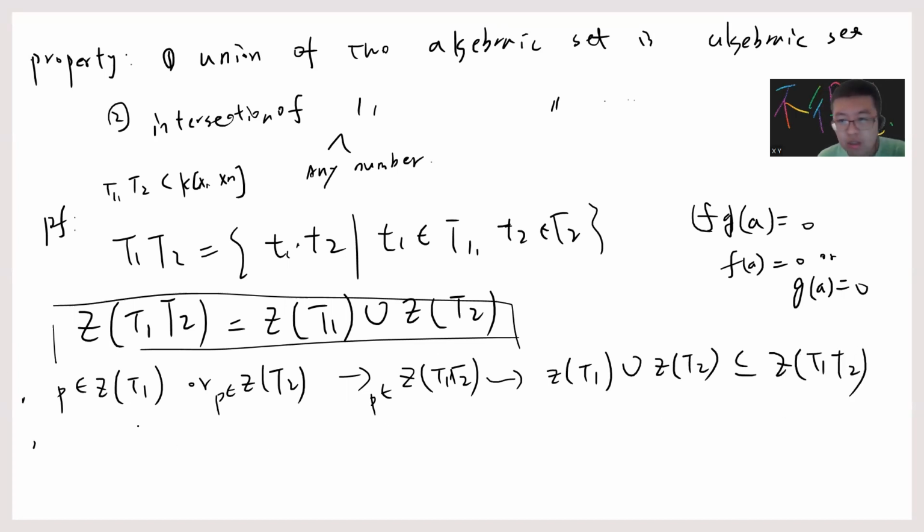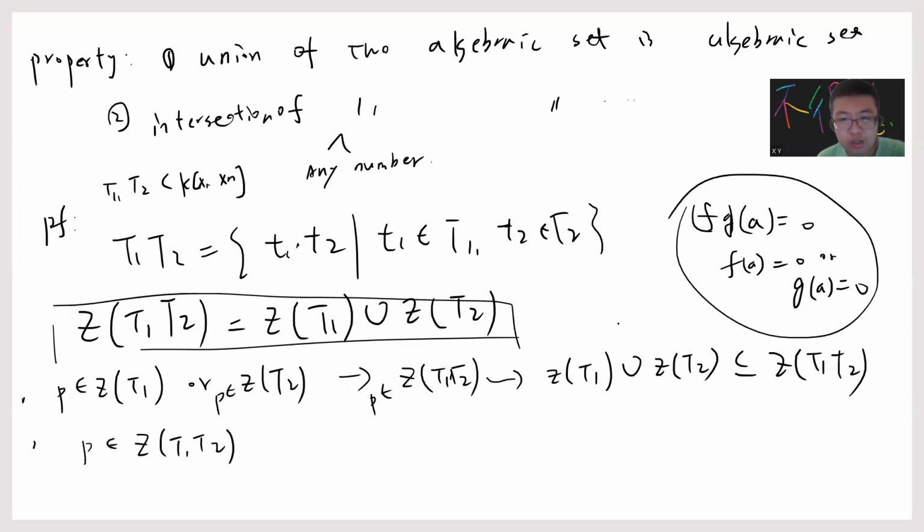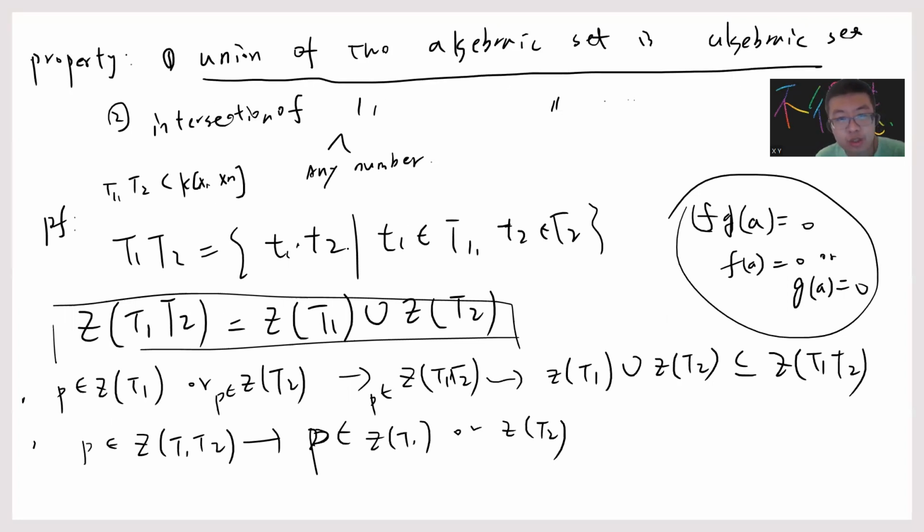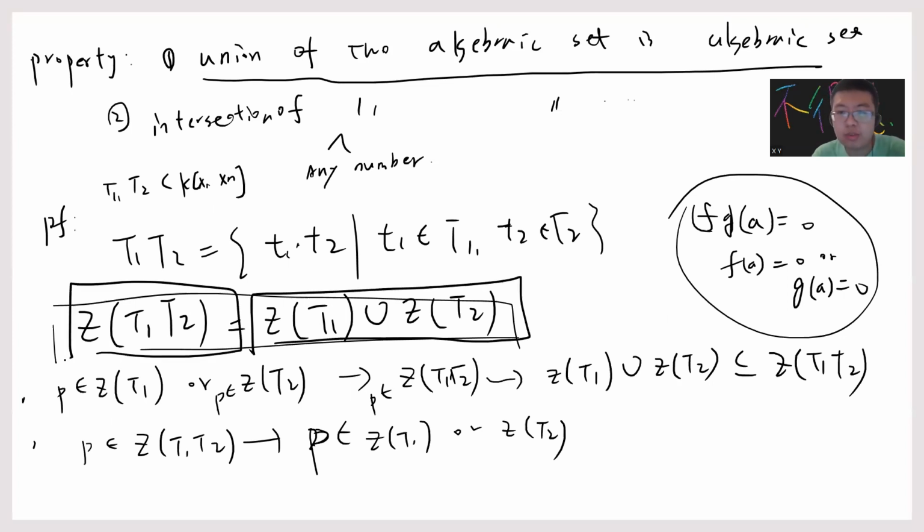Okay, now we need to check the other direction. The other direction is trivial, right? Because if a point belongs to Z of T1 T2, then following this you prove that the point belongs to either Z of T1 or Z of T2. Basically trivial, just by definition. Okay, so the union of two algebraic sets is an algebraic set, right? Because this is the union, this is also an algebraic set, right? Just a subset product.